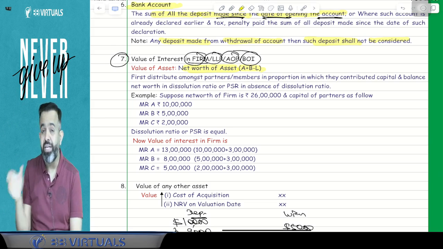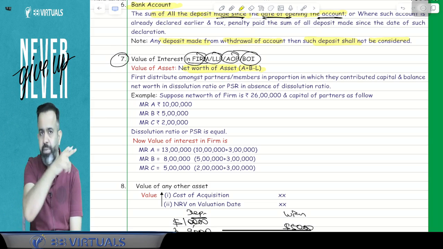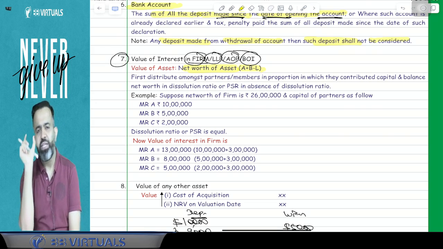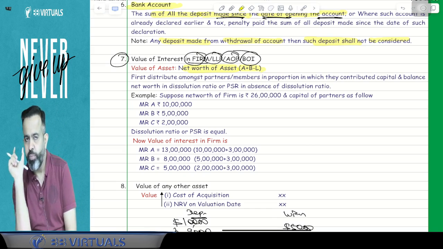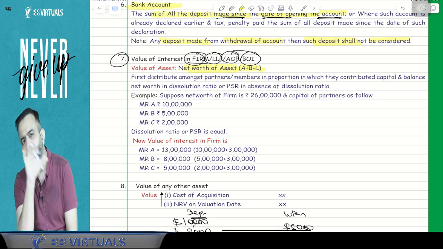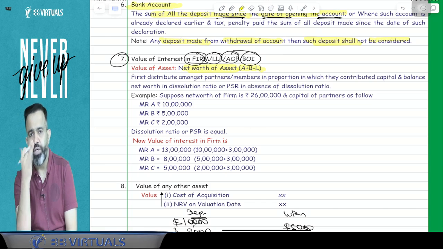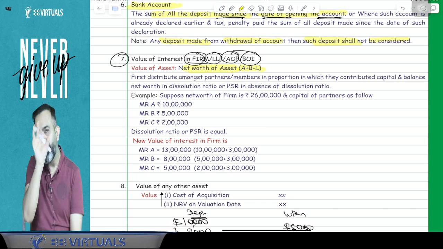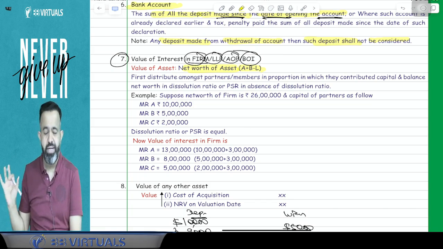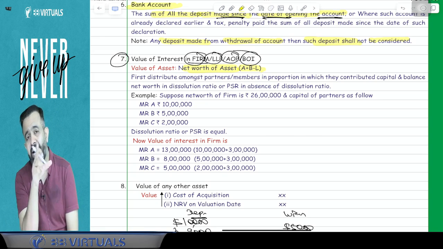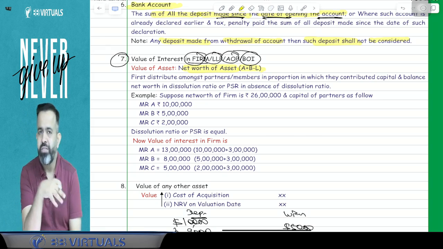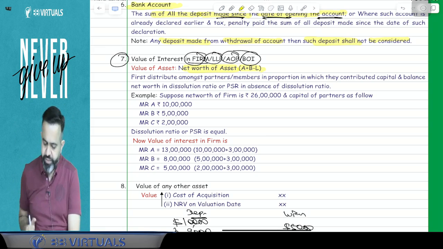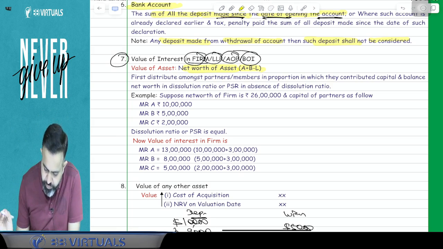Means all assets at book value, but other than that, the tenth asset at fair market value, and liability at book value. So A plus B minus L, and guys, whatever the value that will be the net worth of that firm or LLP or AOP or BOI. First bifurcate this net worth in the capital ratio. Means whatever your capital account, that much amount is allocated towards the capital, and the remaining amount will be allocated either in the dissolution ratio, and if there is no dissolution ratio, then you have to bifurcate in the PSR, that is profit sharing ratio. So here one example is given, all people pay attention.